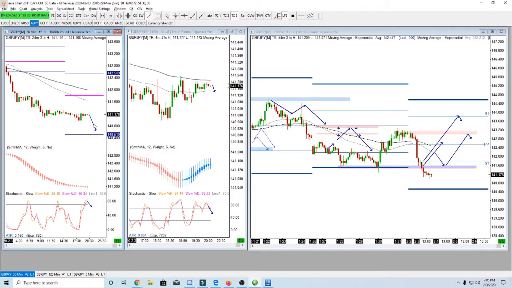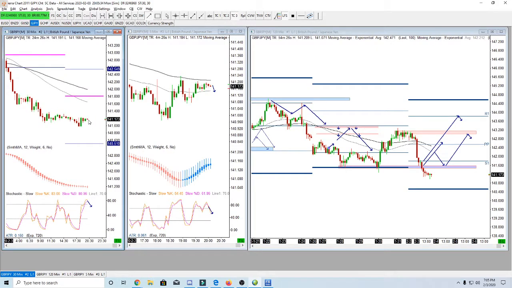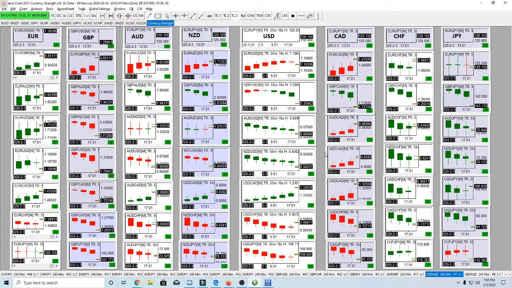Actually, it doesn't have to go down to there. 15 pips, this is a pound yen. It really moves. It's basically a retest of this 141, just above it. That's all you'd have to do on that trade. It's ready to go. So that's how you trade currency strength, and that's how you read the currency strength chart.